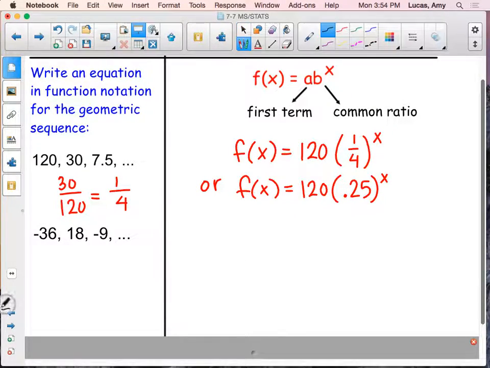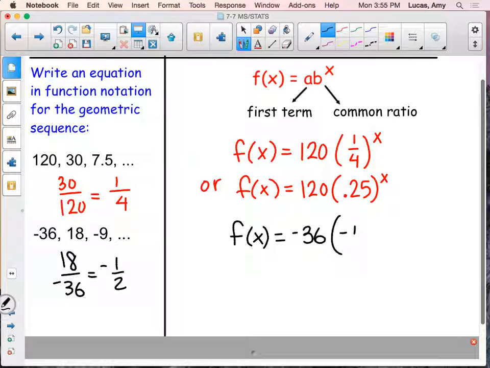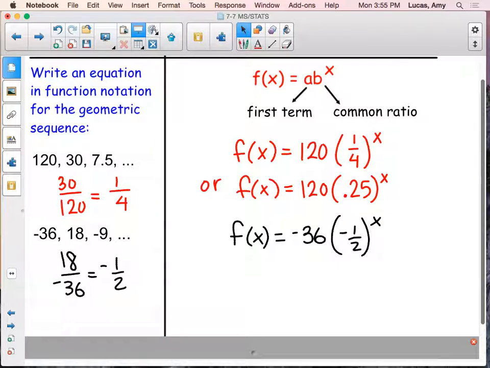And the last one, 18, so the second term divided by the first, this would reduce to -1/2. -1/2. So f of x equals the first term, -36, times -1/2 to the power of x. And again, it could be -0.5. It could be a decimal form. And it could be written with a dot for multiplication. So a couple of different ways.